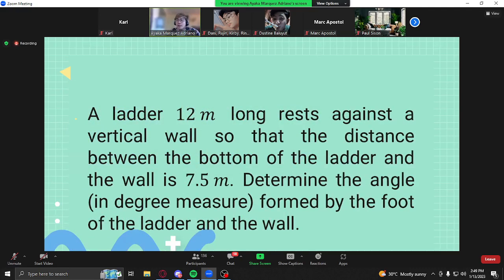Next is a recall of your grade 9 mathematics. So this is an application of the inverse trigonometric functions. Let us read first the problem. So a ladder 12-meter long rests against a vertical wall so that the distance between the bottom of the ladder and the wall is 7.5 meters. Determine the angle in degree measure formed by the foot of the ladder and the wall. So these are common problems involving inverse trigonometric functions.